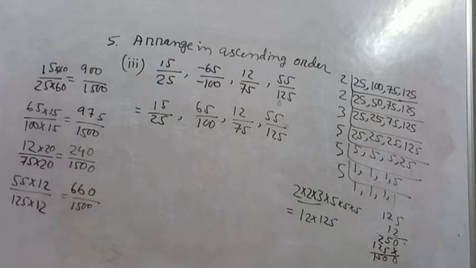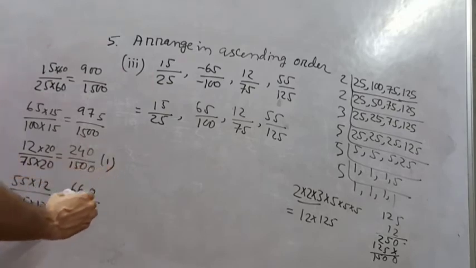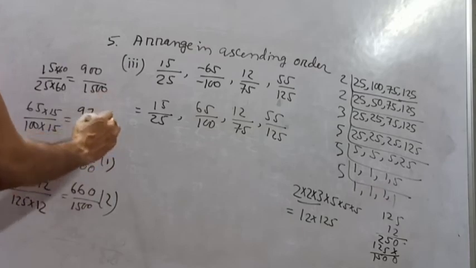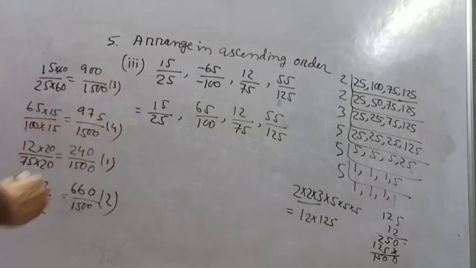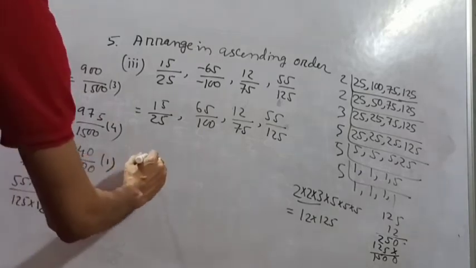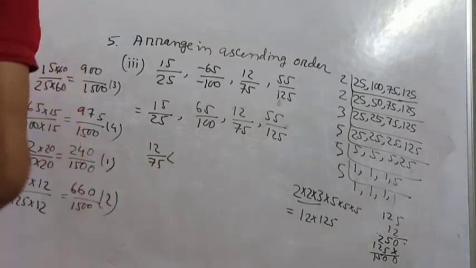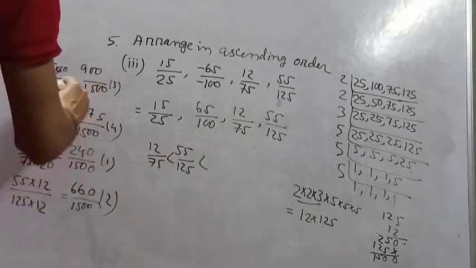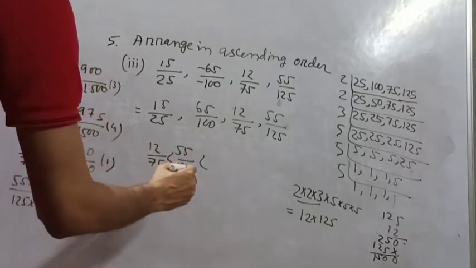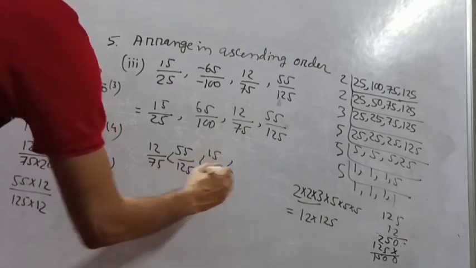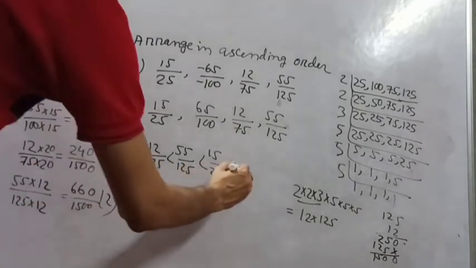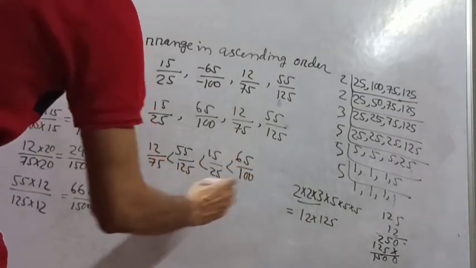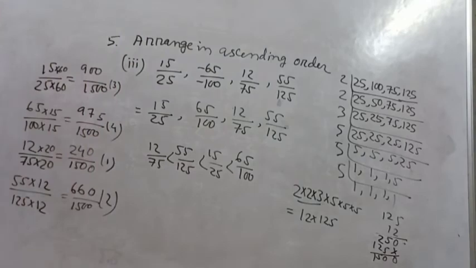So 900, 975, 240, 660. Which one is smaller? 240 first, then second, then third, then fourth. So the first one is 12 by 75, less than the next, 55 by 125. Next, the third, 15 by 25. Next, last, 65 by 100. So these are in ascending order.